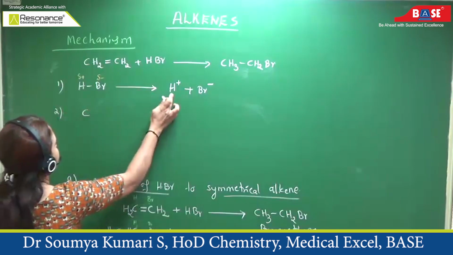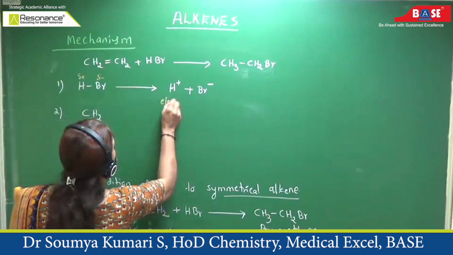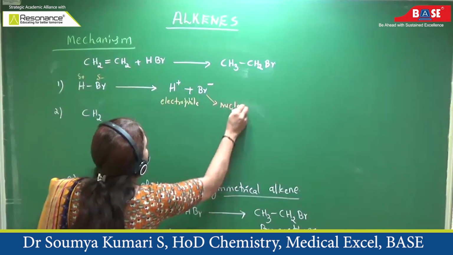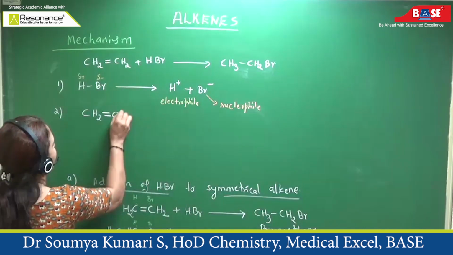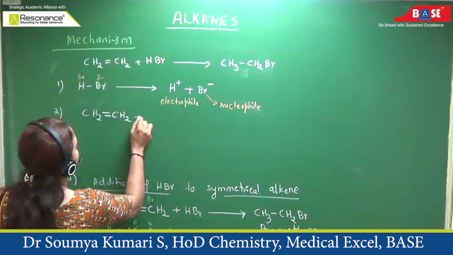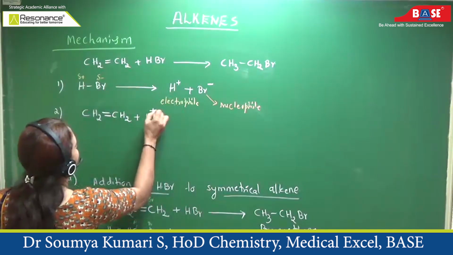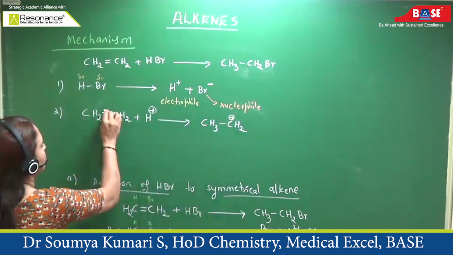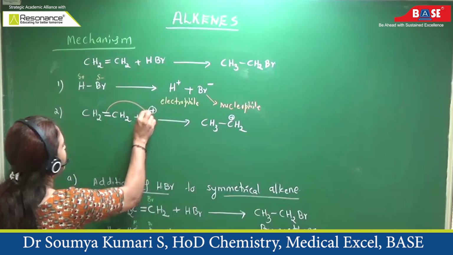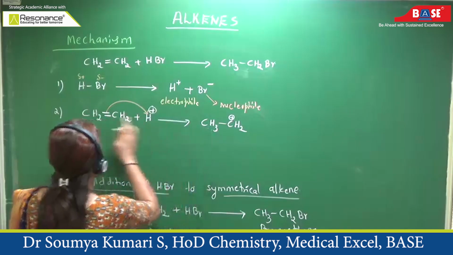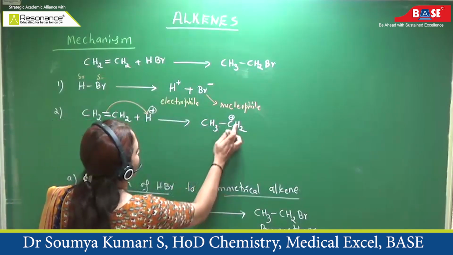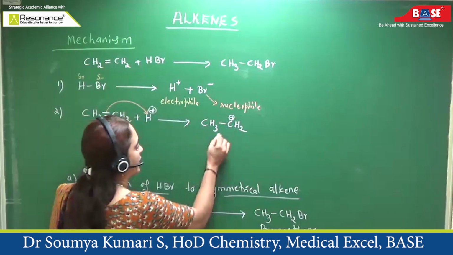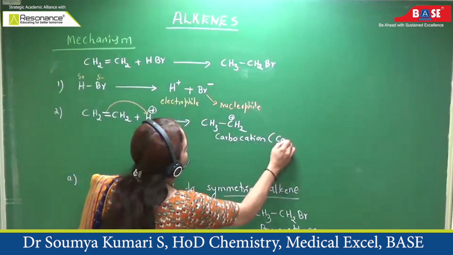In the second step, H plus is an electrophile because it is electron deficient, and Br minus is a nucleophile because it is electron rich. We told alkenes are electron rich, so the alkene interacts with the electrophilic part obtained from the HBr ionization and forms a carbonium ion or carbocation. The double bond will take up the H plus, so H will attach to one carbon, forming a carbon with a positive charge. Why does the positive charge come? You know from previous knowledge, carbon has valency 4. Here the valency is not satisfied. So this is a carbocation, or we call it a carbonium ion.